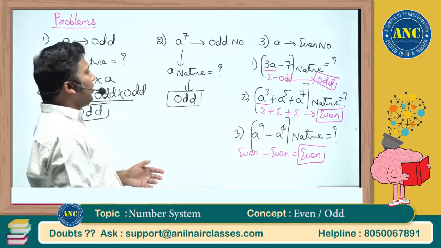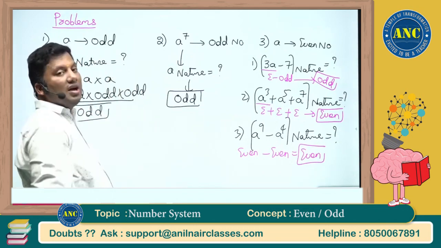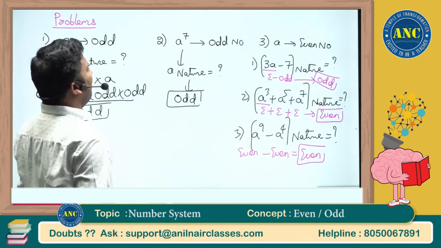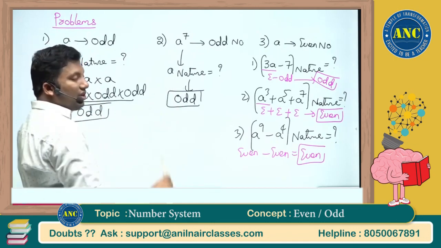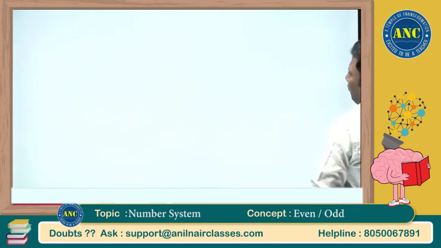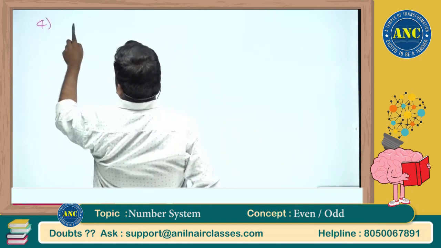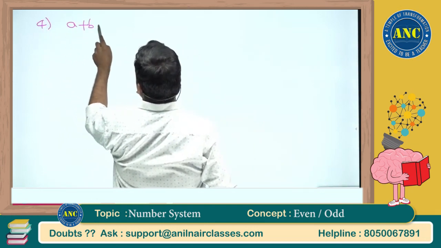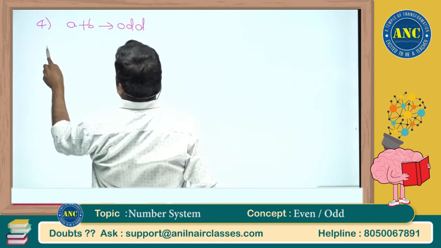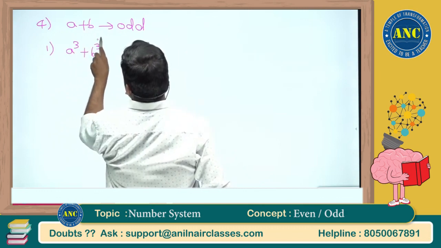Let us do it for two variables. Introductory question: we are given an expression, RHS, whether it is even or odd. We are finding the nature of a variable. Now let us do it with two variables. Question is, A plus B is an odd number. A cube plus B cube, nature.